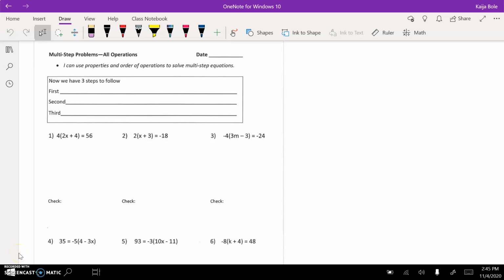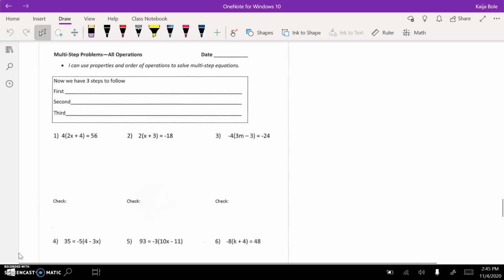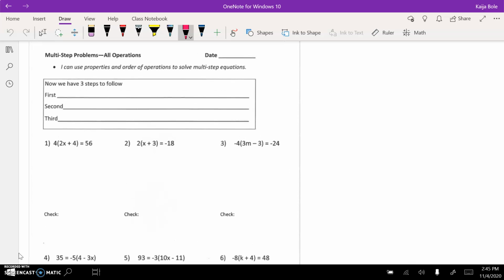Okay, here we are on the notes for multi-step problems, all operations. So now we have 3 steps to follow. The first step is, this is the new one. First, we distribute. Okay. Then once you've done the distribution, then it's like back to normal. So then you undo addition and subtraction, and then undo multiplication and division.